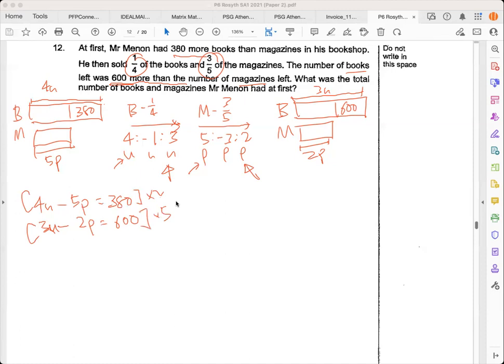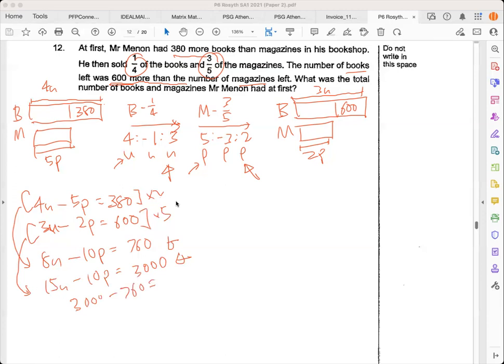Okay. So times 2, I get 8U minus 10 parts, and 380 times 2, we get 760. So this is times 5, I get 15U minus 10 parts is 600 times 5, 3000. Now I will use this statement, which has a greater value, minus this statement, which is 760. So 3000 minus 760, you get 2240. So this is the right hand side.